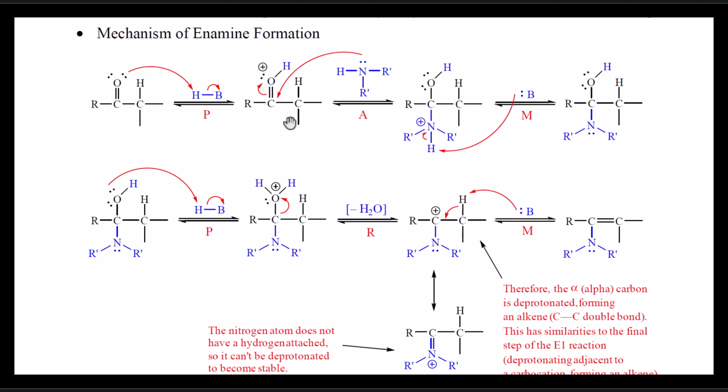So we have a P, an A, and a D step. Now what we're going to do is remove the OH. To do this, we protonate on the OH hydrogen.